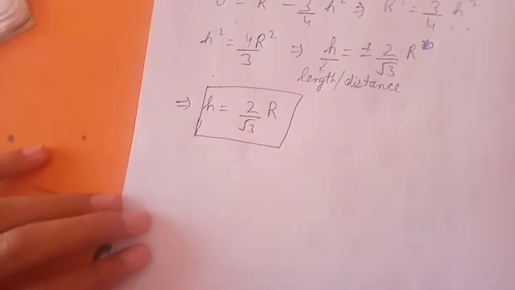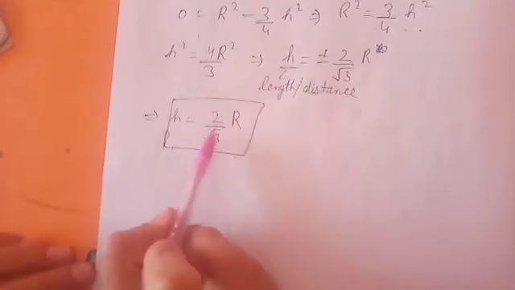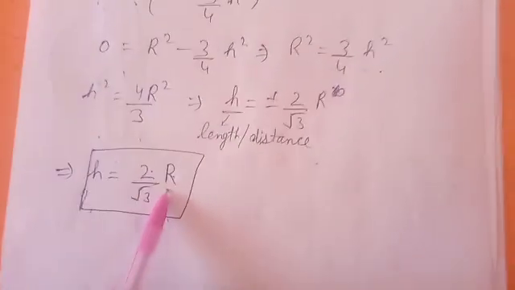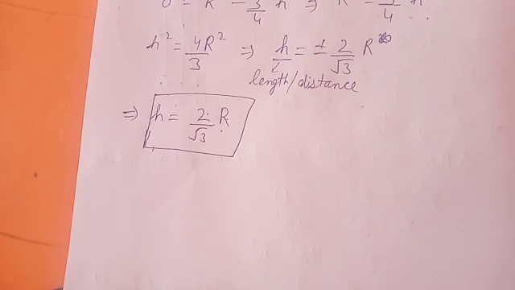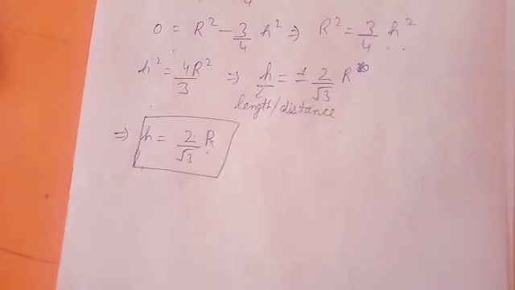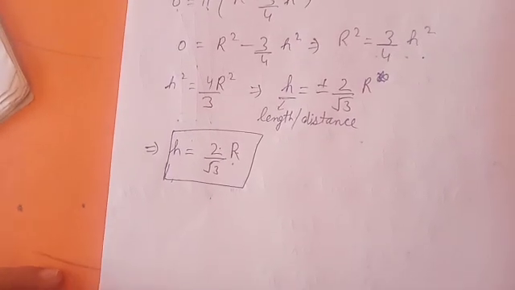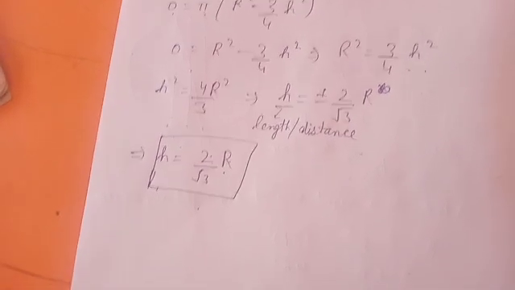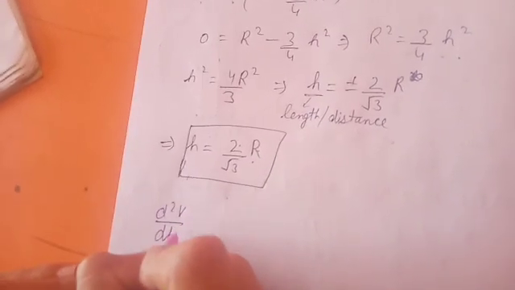Okay, so we know the height of the cylinder will be 2R by root 3, where this capital R is the radius of the circle. Now we have to check whether at this value of h we will get our volume maximum or minimum. And to check that, what do we have to do? We have to do the double derivative, that means d square V by dh square.